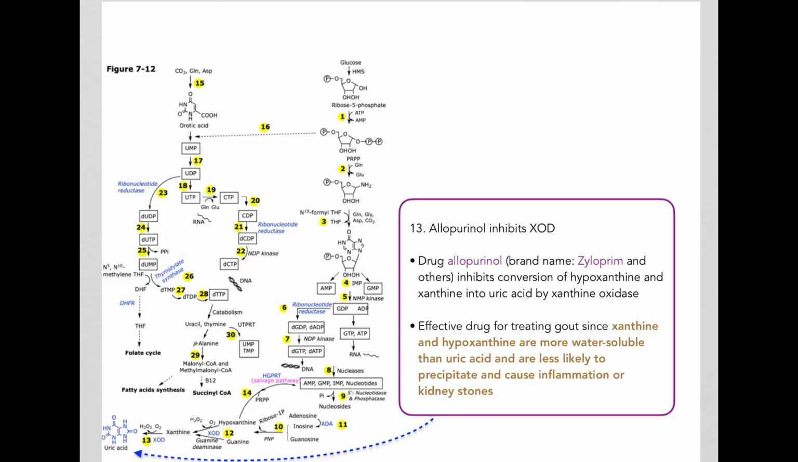For treatment of gout, there is a drug called allopurinol. This drug inhibits xanthine oxidase. So without xanthine oxidase, hypoxanthine is not converted to xanthine, and xanthine is not converted to uric acid. So now instead of uric acid, we see more xanthine and hypoxanthine. Now these two chemicals are much more water soluble than uric acid. Therefore, they are less likely to precipitate and cause inflammation or kidney stones that we see in gout.